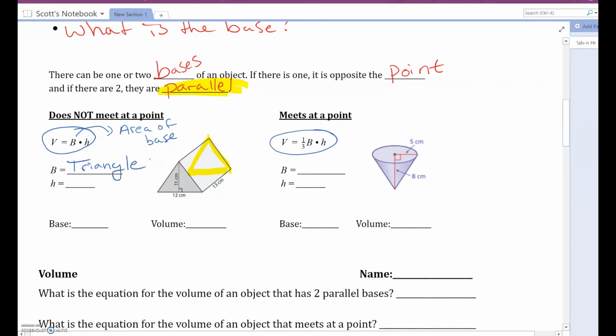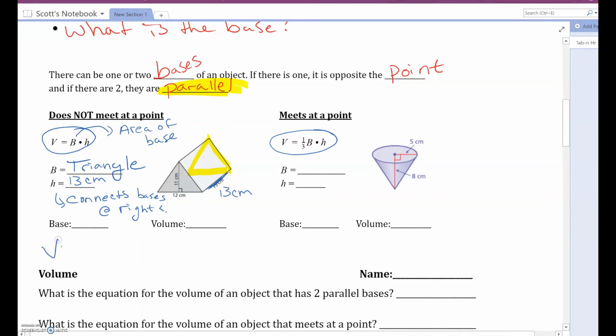And the height of the prism, not the height of the triangle, always connects the bases at a right angle. The one that connects the two triangles, the base triangles, is the 13 centimeters.